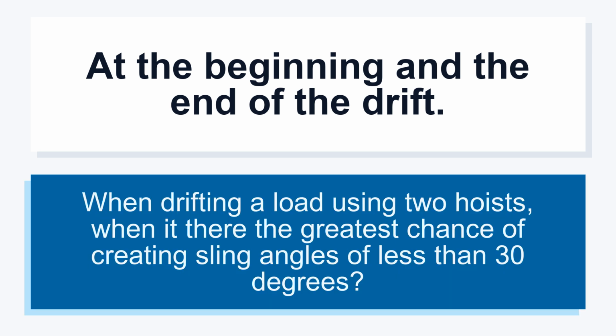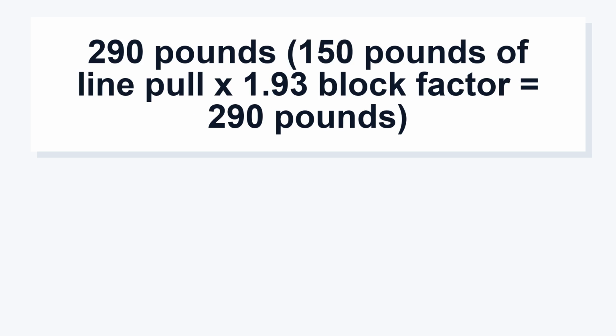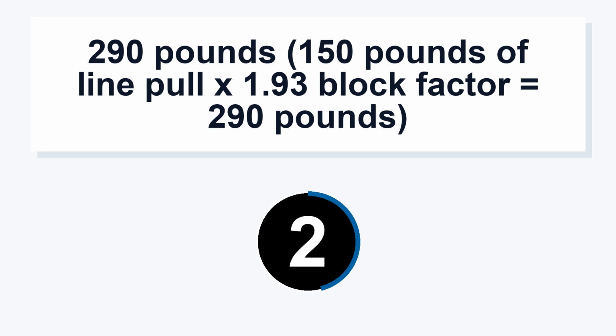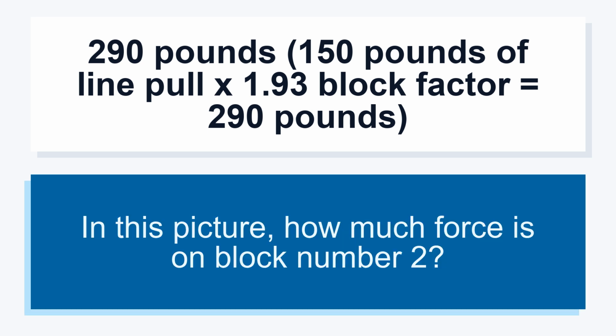At the beginning and the end of the drift. When drifting a load using 2 hoists, when is the greatest chance of creating sling angles of less than 30 degrees? 290 pounds, 150 pounds of line pull x 1.93 block factor equals 290 pounds. In this picture, how much force is on block number 2?